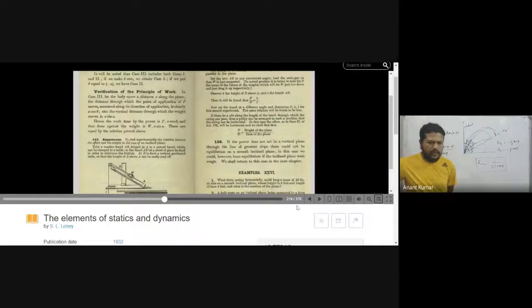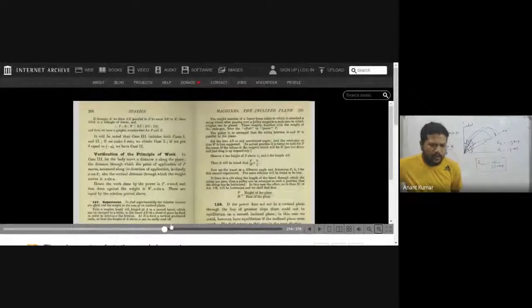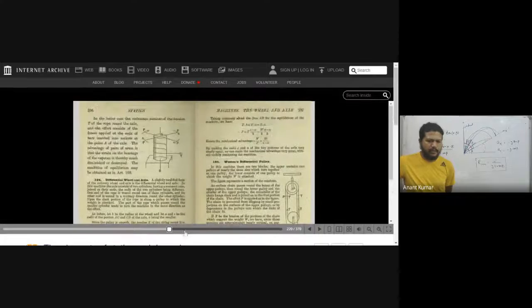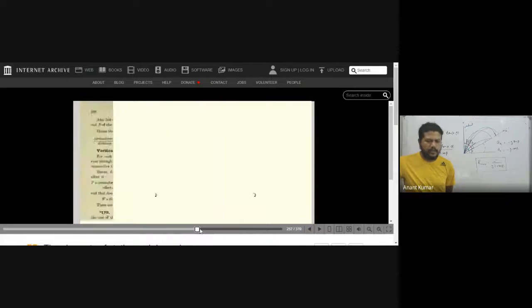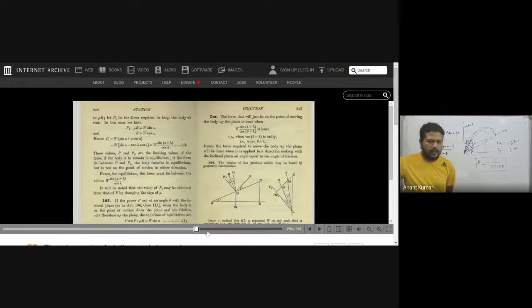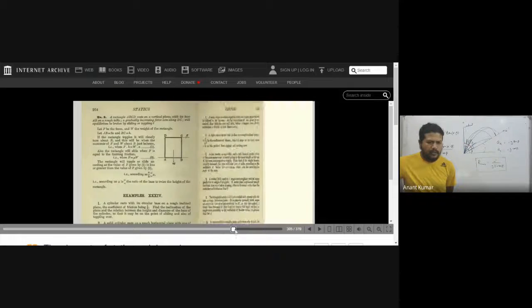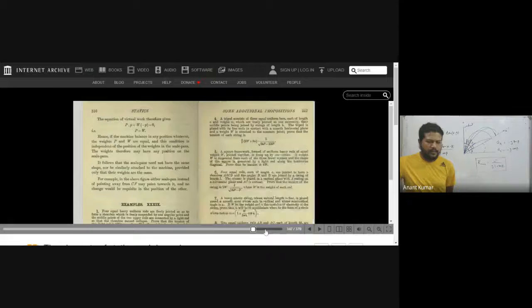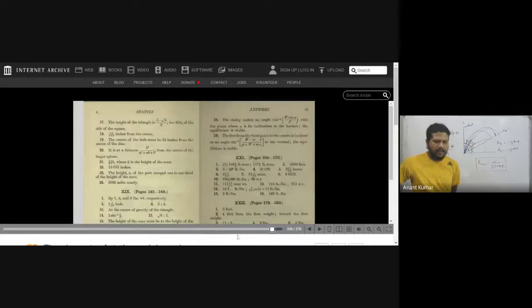After that. Actually, it is the statics part you're looking at, by the way. We'll go to the dynamics part, the second part of it, much later. You see on the left side, top of the page is written statics. Go to the dynamics part. Yeah, after that it will be the dynamics part.